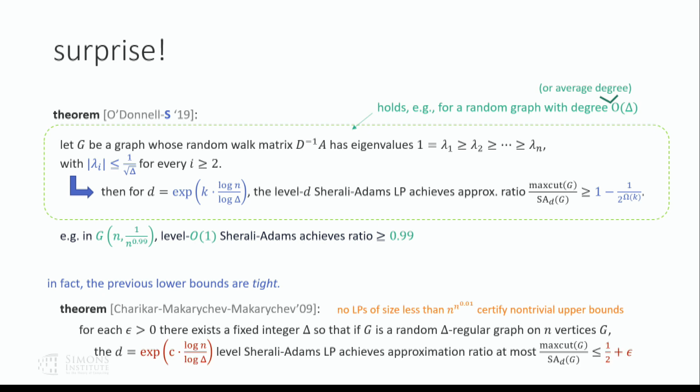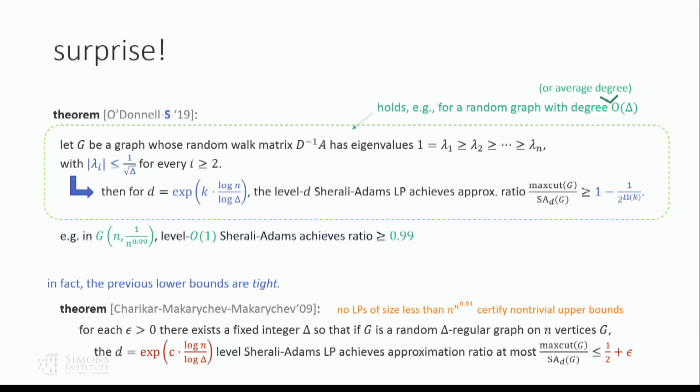So if you look at the graphs that the Charikar, Makarychev lower bounds were using, basically they were using random delta regular graphs where delta is a constant. And the number of rounds that they prove a lower bound for is something like exponential in log n over log delta, where there's a constant out front here, right? So if you take exponential in log n over log delta times some constant rounds, the approximation ratio is at most a half. But then we show that if you take a larger constant here, then you can get approximation ratio close to 1. So the previous lower bounds are tight as a function of the degree.